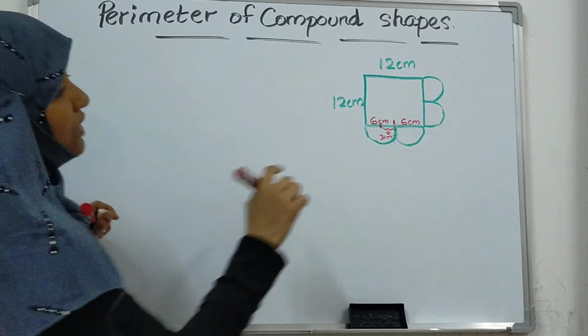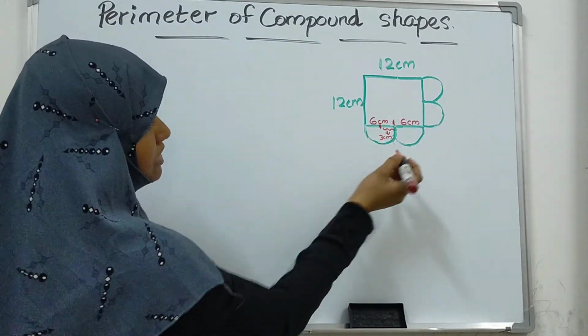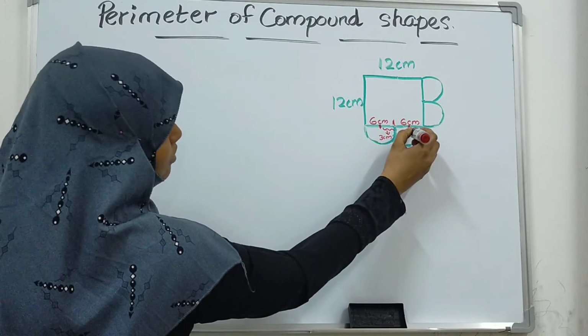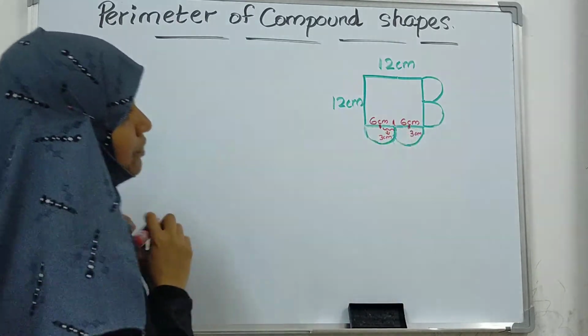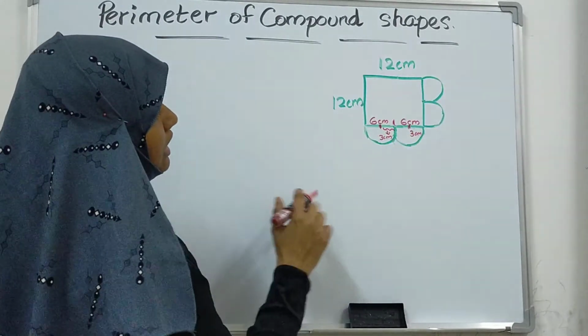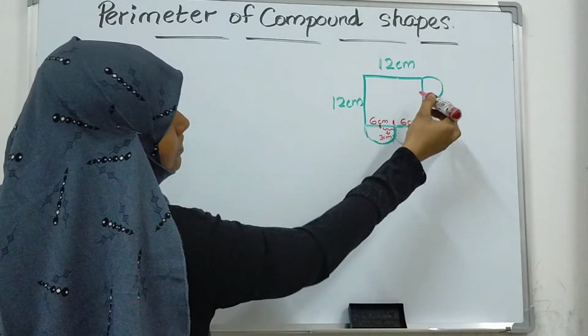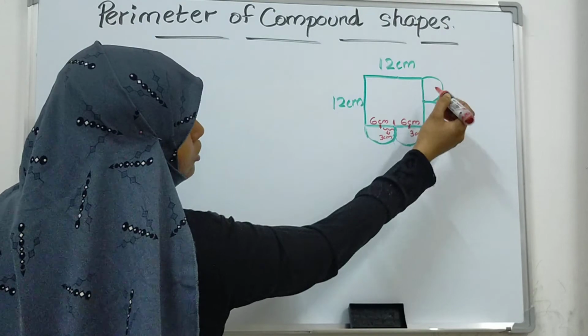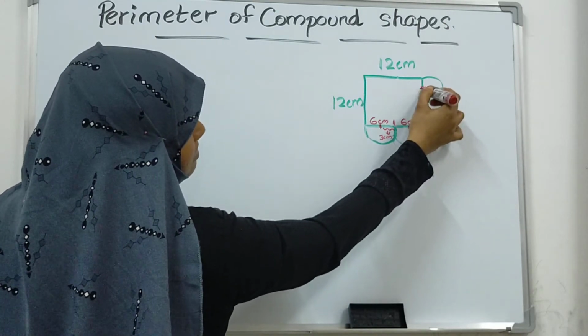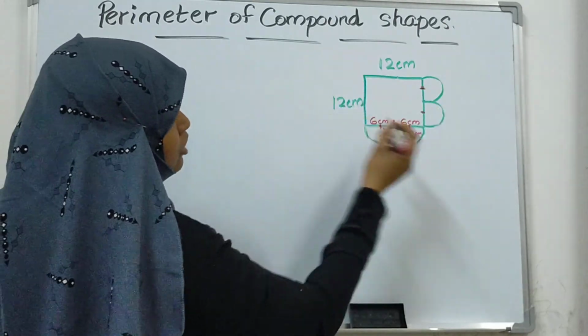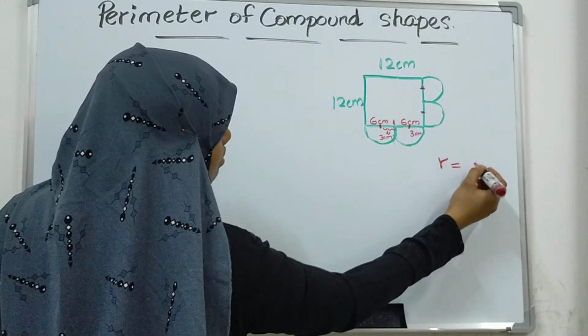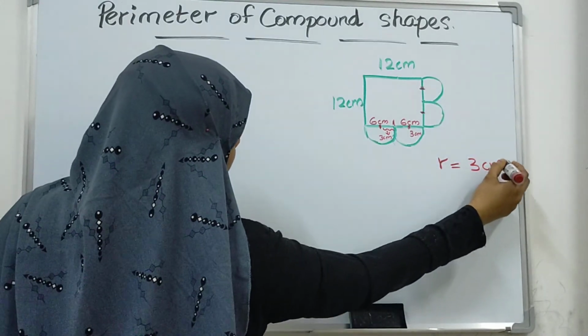Okay. So here it is 3 centimeter. What about the next part? This will also be 3 centimeter. What about the opposite side? Here also you can see both the sides are 12 centimeter. So the same way you can apply here also, and you will get 3 centimeter as the radius. So you have got the radius of this will be 3 centimeter.